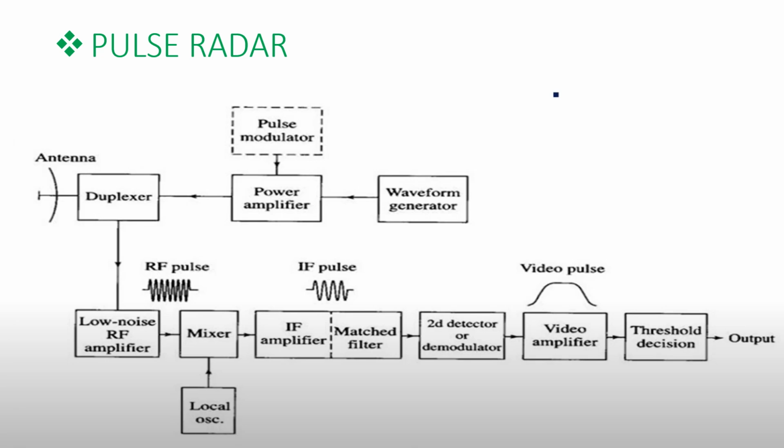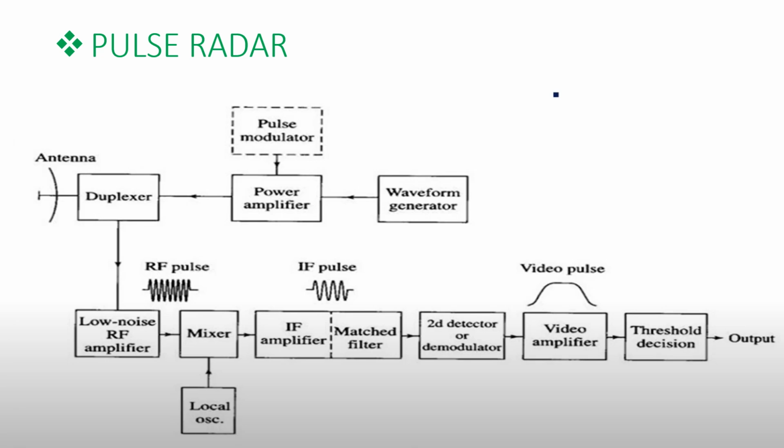Then there is the antenna, which radiates the transmitted pulses and captures the reflected signals, which are echoes from the target. Often a single antenna is used for both transmitting and receiving, with a duplexer switching between the two modes. The duplexer is a switch that alternates between the transmitter and the receiver, and it protects the receiver from high power pulses during the transmission.